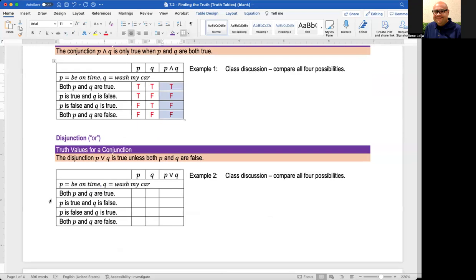P, you have to be on time. Q, you have to wash my car in order to get a raise. All right, so I'm just going to cheat. Remember, these are the 8 truth values you need to fill in automatically. Now this time, whoops, this should say disjunction. How did I miss that? Okay, so the disjunction P or Q is always true unless both P and Q are false.